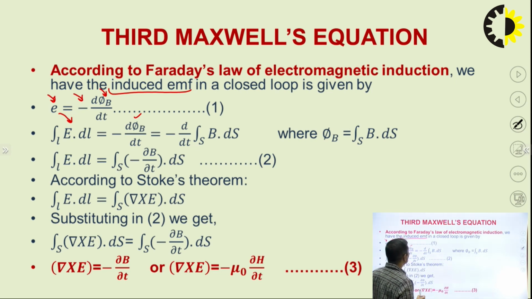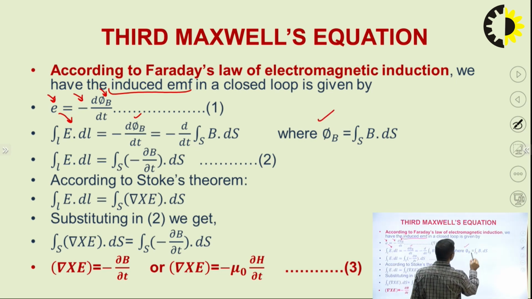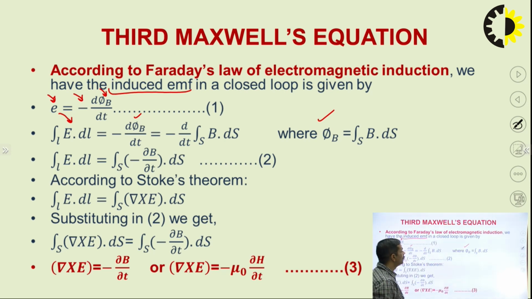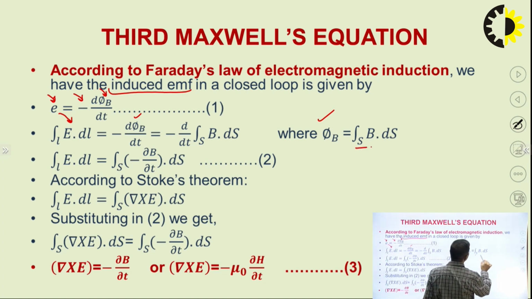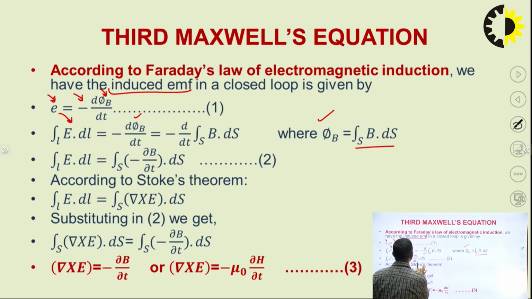According to the definition of magnetic flux, phi B can be written in terms of the magnetic field density vector B, as the surface integral over a surface S of B dot ds. So we can replace phi B in the right hand side of this equation. The right hand side now becomes minus d by dt of the surface integral over a surface S of B dot ds.